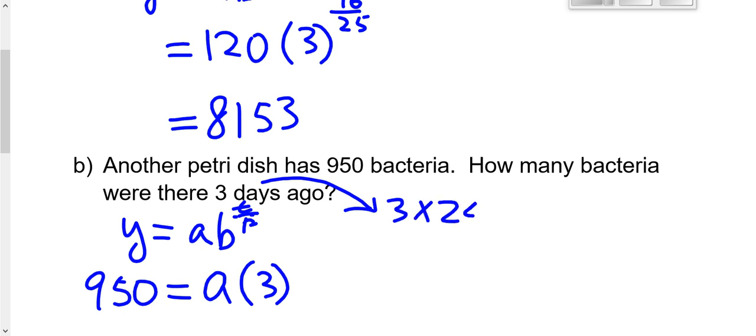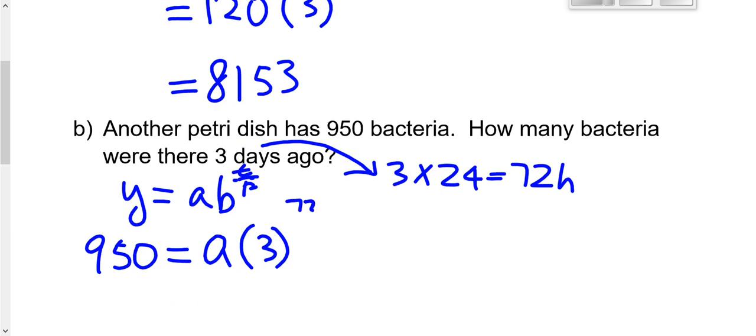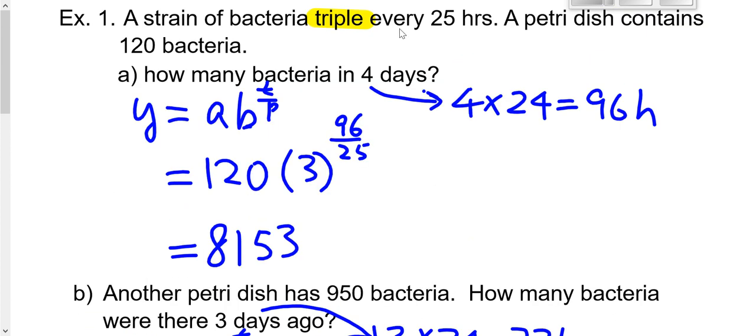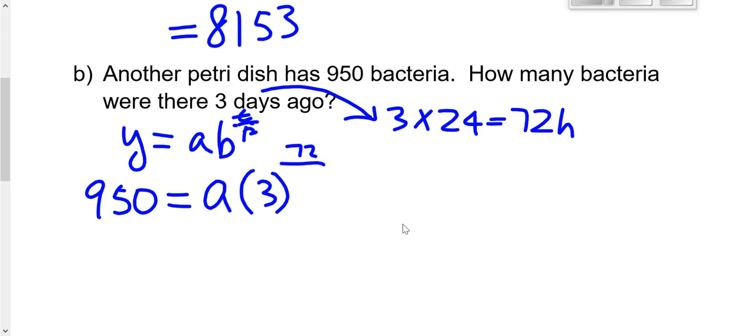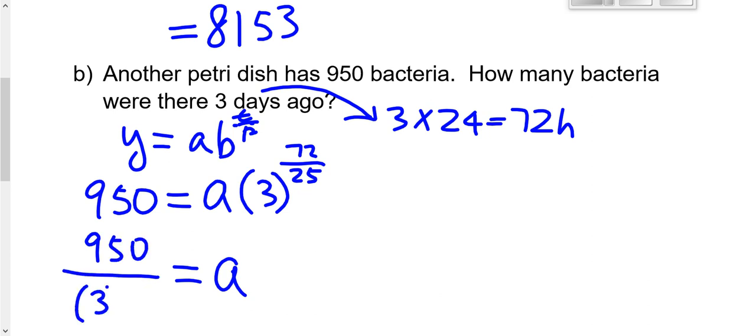So 3 times 24 gives you 72 hours. So that means our total time is 72. And then the time it takes for the event to occur, for tripling in this case, is 25 hours. So in this case, this is the only thing we are looking for, so that's easy, simple math. So divide both sides by this. So 950 divided by 3. Again, I would suggest you write down the brackets to avoid confusion. Raised to the power of 72 over 25.